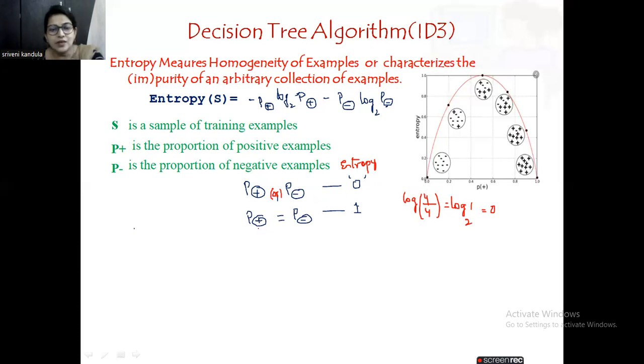Similarly, if you have an equal number of positive and negative examples, then the entropy value is 1, because you have an equal number of positive as well as negative examples. You just remember these values. You need not calculate in these cases. In other cases, we will be calculating the entropy using this formula.